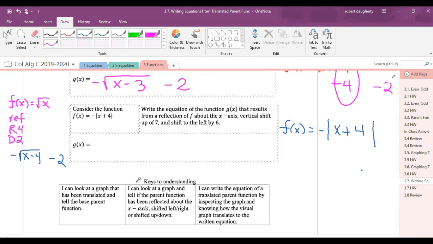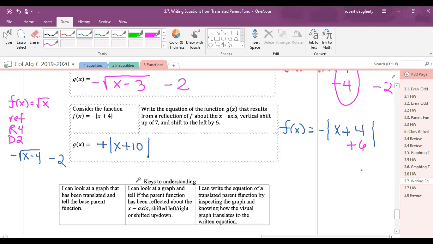So if I've got the graph of this, the graph looks like this. If I reflect this graph, it looks like this. Okay, so I'm going to have g of x equal, it's a positive, okay, and then I'm going left or right. What am I doing? Left by 6. How do I normally shift something to the left 6? You add 6, right? Okay, so what would happen if I added 6 to that? That's x plus 10. So this is x plus 10.